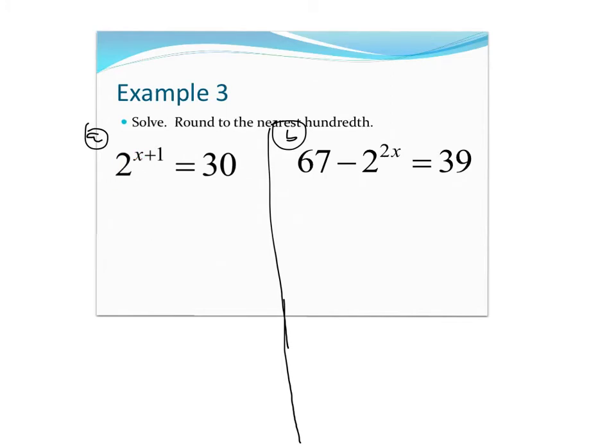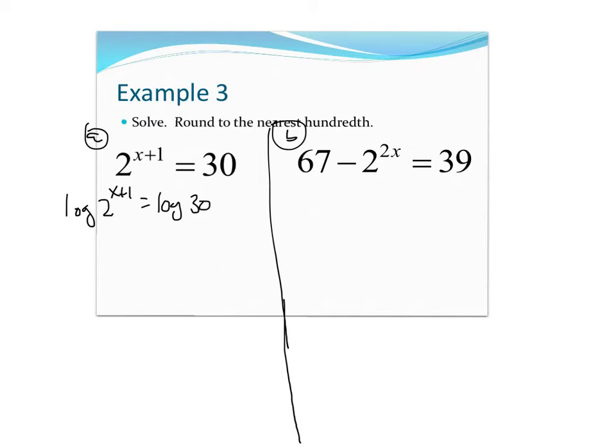So how do we solve for an exponent? We use logarithms. So I'm going to put a log on each side. It's log base 10 of 2 to the x plus 1 is equal to log of 30. Because I have put that log in front and balanced the equation by putting it on both sides, I have this x plus 1 in front.